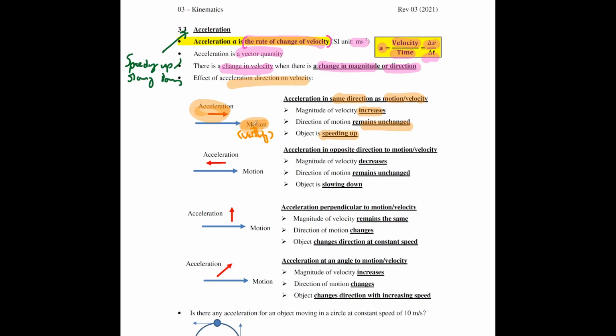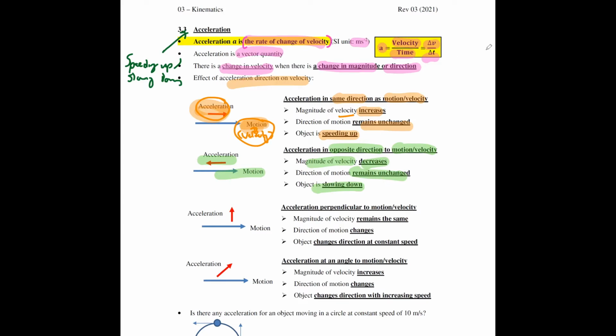If you say that your motion is towards the right, your velocity is also towards the right. So those two terms are actually interchangeable. If acceleration is in the same direction as your motion or velocity, your velocity would increase, but your direction of motion remains unchanged. Your object is now speeding up. On the other hand, if your acceleration is opposite in direction to your motion and velocity, your magnitude of velocity now decreases, your direction of motion still remains unchanged, your object is now slowing down, okay?